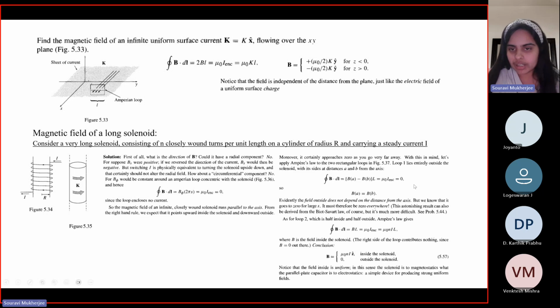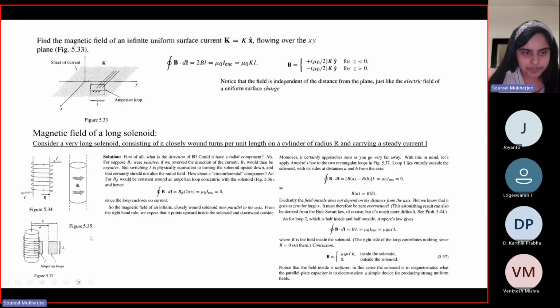Now you use your Amperian loop rule. You consider such sections. If you want to find the field somewhere outside the solenoid and somewhere inside the solenoid, you consider two loops. One is a loop which encloses some part of your solenoidal windings, and the other is completely outside the solenoid. Now for the first case, if you do the line integral of B dot dl over this loop, you would see it encloses no current. So that means Ba is equal to Bb, and that is equal to 0.